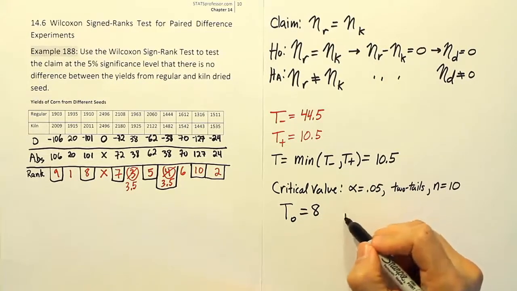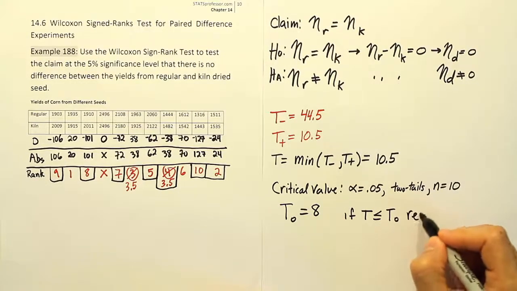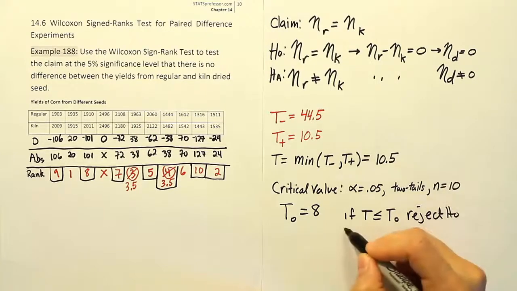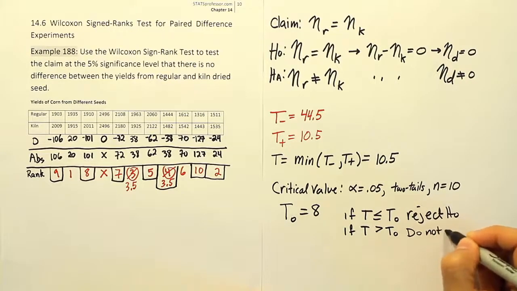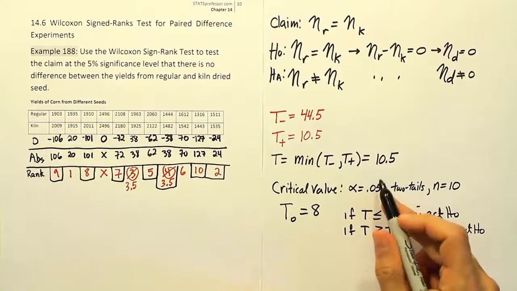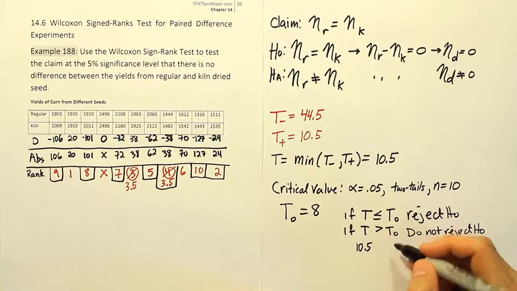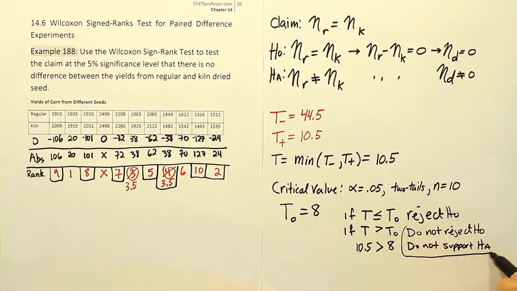Now the rule is very simple. If T, our test stat, is less than or equal to T0, we're going to reject H0. If T, our test stat, is greater than T0, then we're going to say do not reject H0. And you know the corresponding things that go with that. Rejecting H0 means you support HA, and do not reject H0 means you do not support HA. So what's our scenario here? Well, our T is 10.5, our T0 is 8, so we have a greater than symbol between these. So we're going to say do not reject H0 and do not support HA, right? That becomes our pair of conclusions.